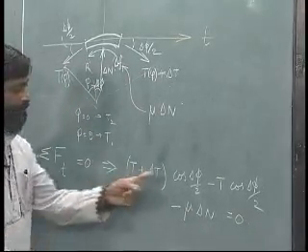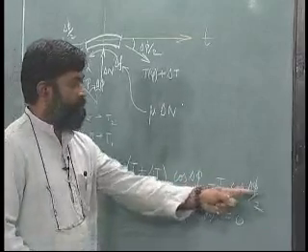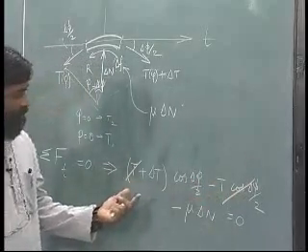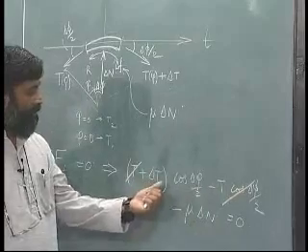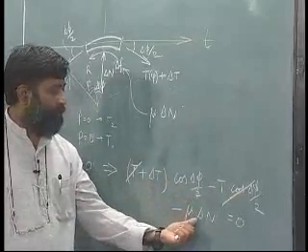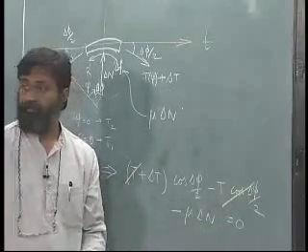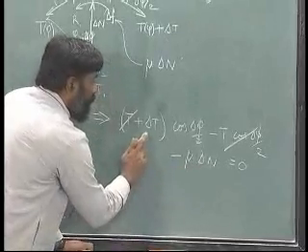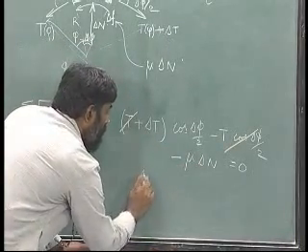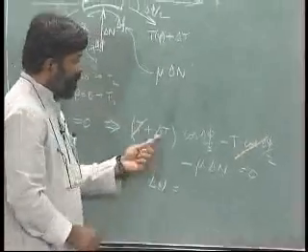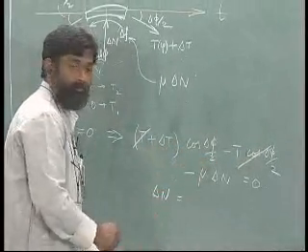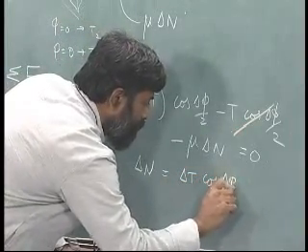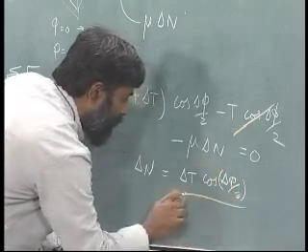As you can see here, T times cos delta phi by 2 and T times cos delta phi by 2 will cancel each other. So, these two will go off. The net result we get is delta T cos delta phi by 2 minus mu delta n is equal to 0. Let us write down delta n. Delta n will turn out to be delta T cos delta phi by 2 divided by mu.